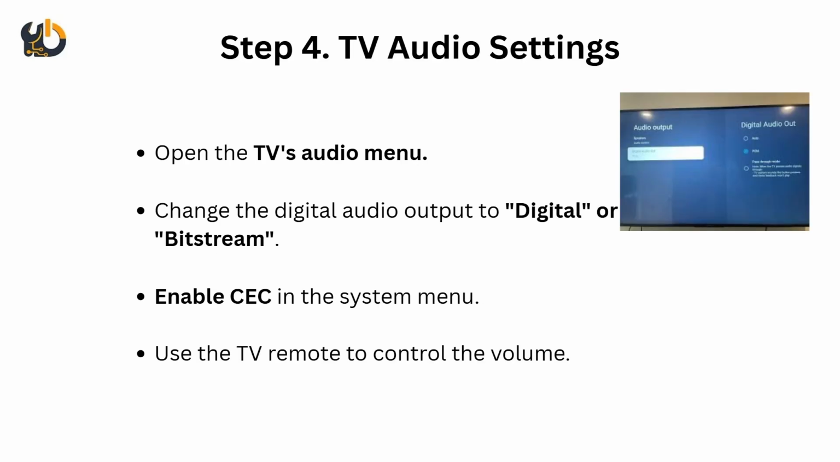Step 4. TV audio setting. You have to turn on the TV and move to the TV's audio menu. You have to change the digital audio output to digital or bitstream and enable CEC in the system menu, and then you have to use the TV remote to control the volume.